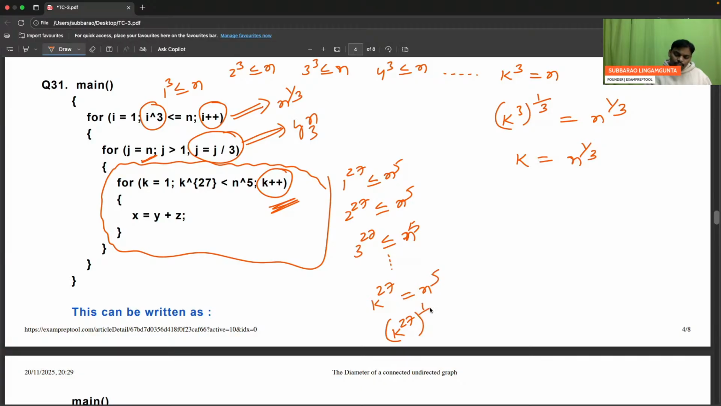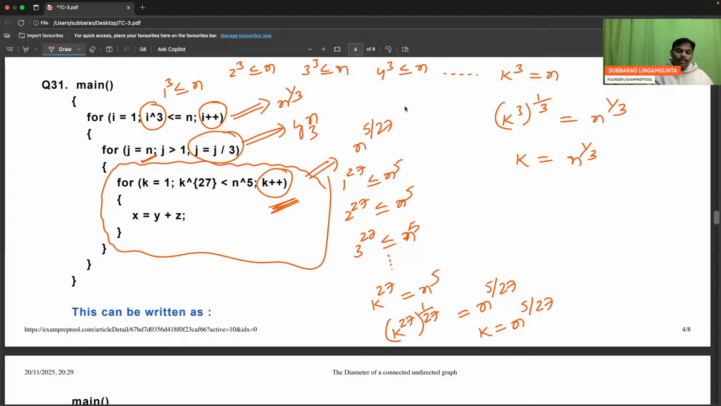Power 1 by 27 on n power 5 means it becomes 5 by 27. Check properly. So finally k becomes n power 5 by 27. So the k loop is n power 5 by 27. So let me write n power 5 by 27.